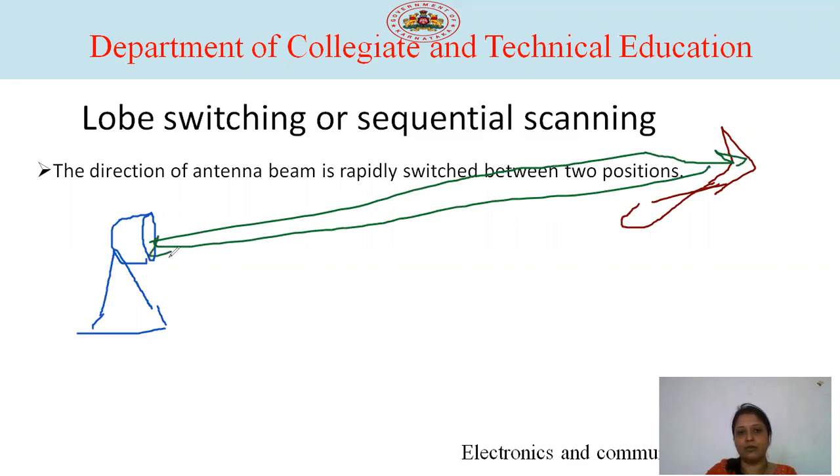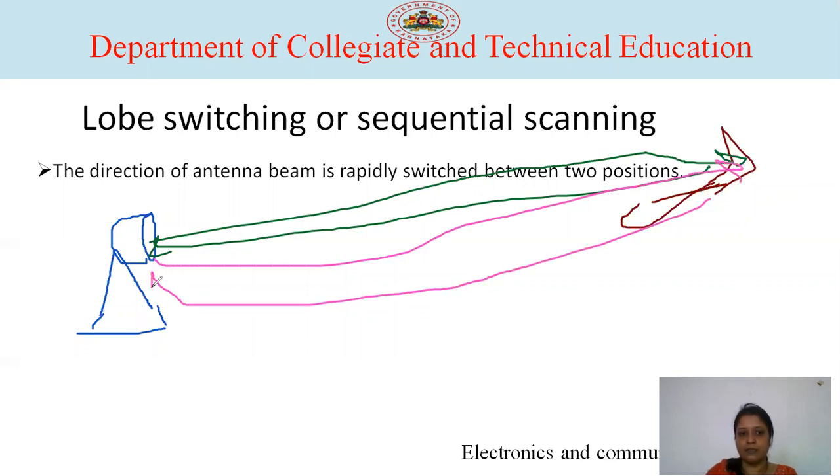Again the antenna is switched to the next position, and from that position the signal is radiated again and the echo signal is received back. This is the first position, and this is the second position of the antenna. Therefore, in the first position it is radiated and the echo signal is received, and again in the second position it is radiated and the echo signal is received.